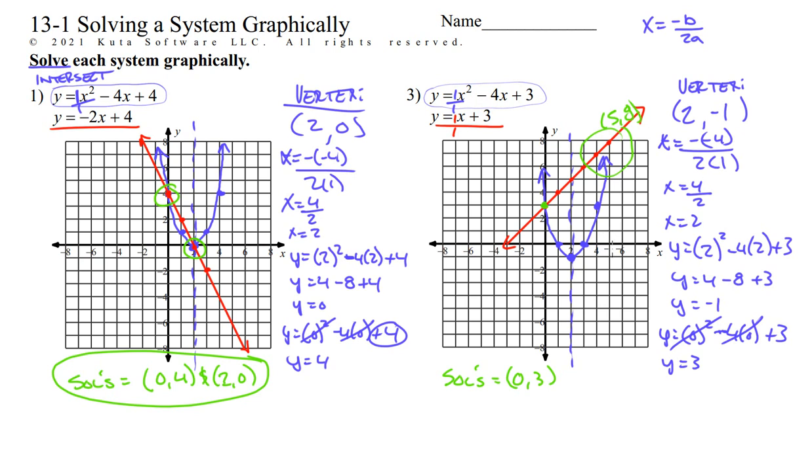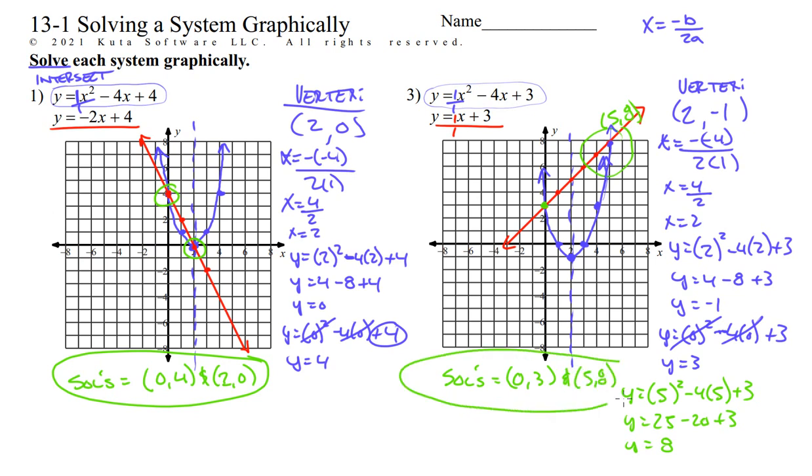So if we plug in 5 into this, what do we get? y equals 5 squared minus 4 times 5 plus 3. 5 squared is 25. Negative 4 times 5 is negative 20, plus 3. So 25 plus 3 minus 20 happens to give us 8. So on our quadratic graph, the next point over is actually right here as well. So this graph is going to come right through like that. That means 0, 3 and 5, 8 are going to be our two solutions.